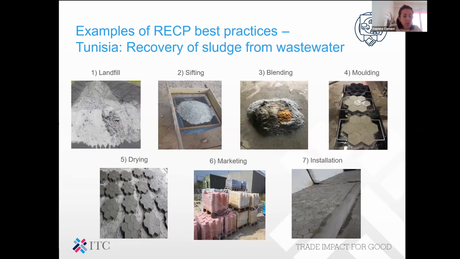The same company is also reusing some sludge from the wastewater treatment plant. So instead of leaving all the sludge from the washing process in a landfill, it goes through a different stage in order to recover this sludge and transform it into pavement.